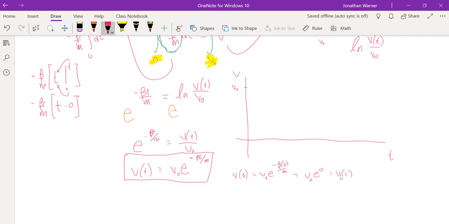Well, you could plug in made-up values of b and t and m, but the short story is that this starts with a decay and then asymptotes at velocity 0. It never reaches velocity 0, right? As the limit, as t approaches infinity, of negative beta t over m, that approaches 0.